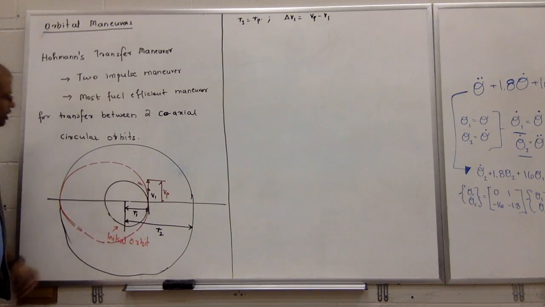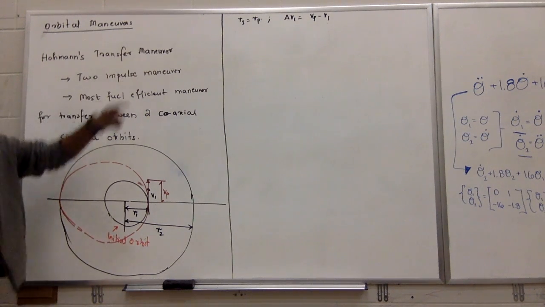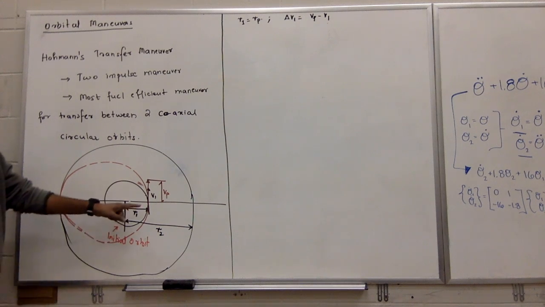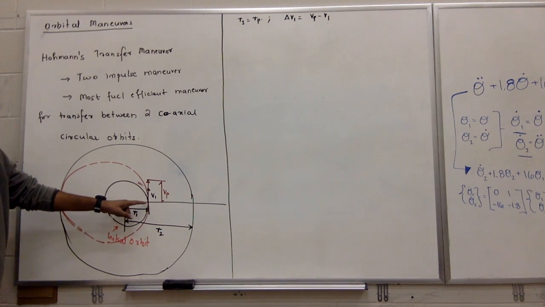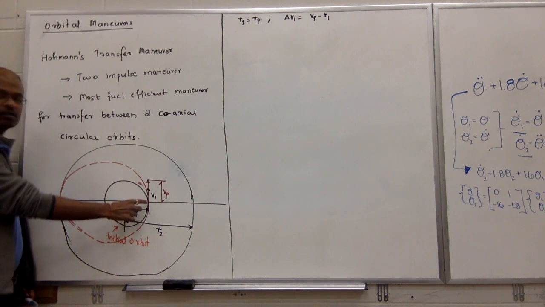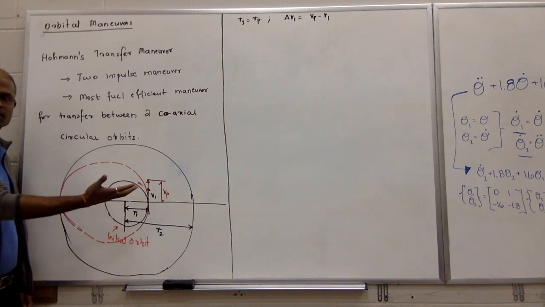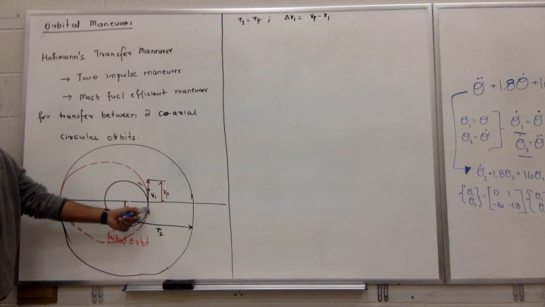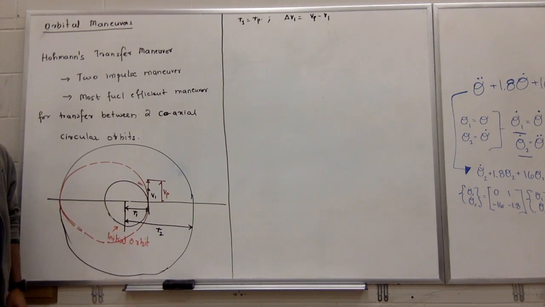Are you able to see why this is a two impulse maneuver? You have to raise your apoapsis. Wait, so what is the periapsis here? In the initial orbit, it could be anywhere because it's a circular orbit. Wherever you burn it, that is your periapsis.